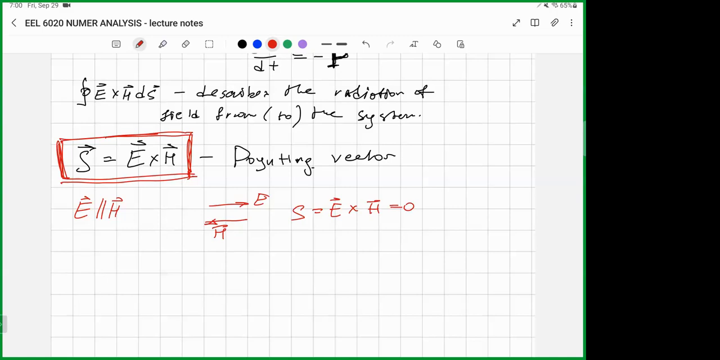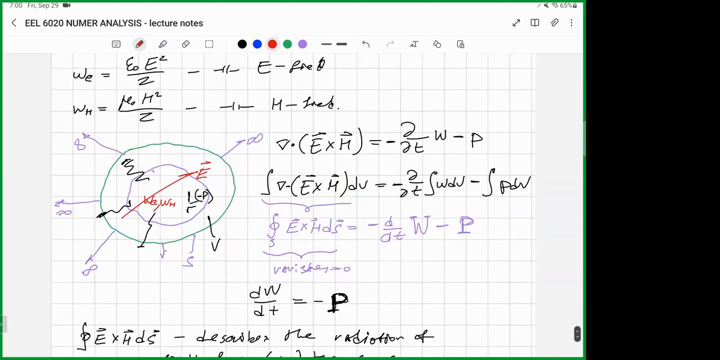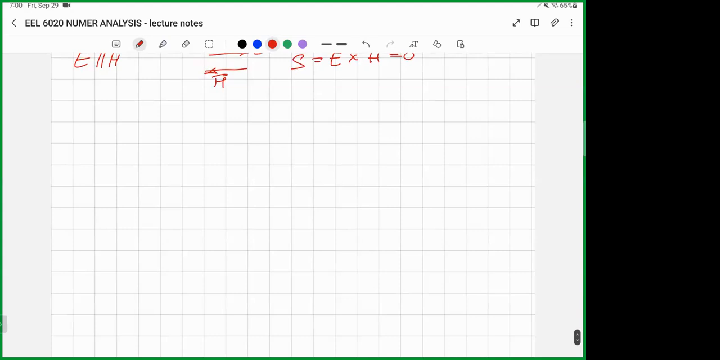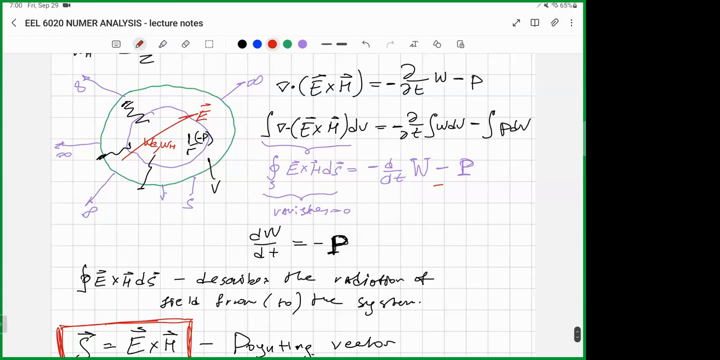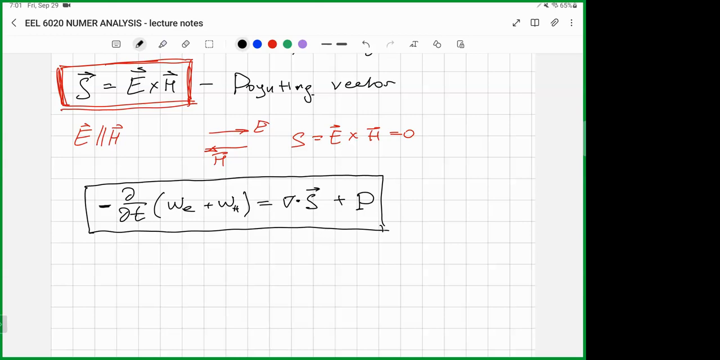But in other cases, the Poynting vector is non-zero, and we always have some movement of the energy. So now let me rewrite this, plugging the Poynting vector into the theorem that we just derived, and also moving the power to the left-hand side. The final formula is: minus d over dt of the energy density of the electric field plus the energy density of the magnetic field is equal to the divergence of the Poynting vector plus the power density. This formula is known as the Poynting theorem.